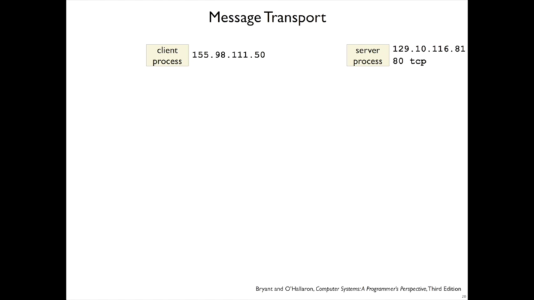Let's look at that in a little more detail from the perspective of the process. So we have the parent process running at this particular host, and it's trying to reach some server process running at this other host on port 80. So the client process will, using system calls, send a particular payload to that host.